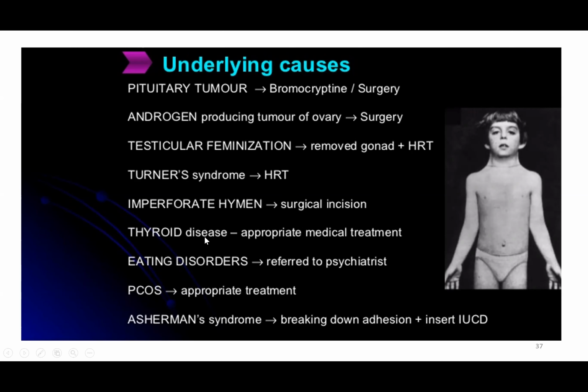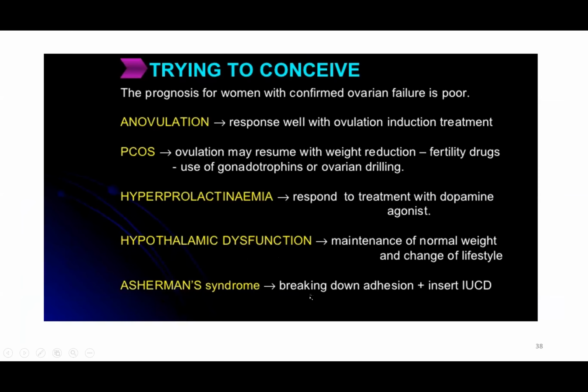If there is a thyroid disease, we will give appropriate medical treatment. If she has anorexia nervosa, we refer her to a psychiatrist. For polycystic ovary, we will tell her to reduce her weight, probably give her metformin, and so on. If she is trying to conceive, we may need ovulation induction if she is anovulatory. If the prolactin is high, we may need to give dopamine agonists such as bromocriptine or cabergoline.